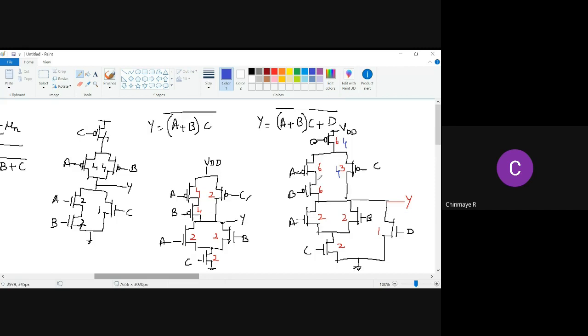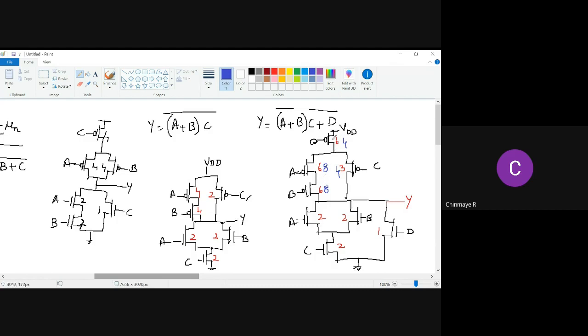When I come to this branch, I want the series combination of A and B also to be R by 2 so that D in series with A and B is R. So if I want this series combination to be R by 2, then I can size the transistor so that A gives a resistance R by 4 and B also gives a resistance R by 4. Correct? And the effective width corresponding to that is 8 and 8.